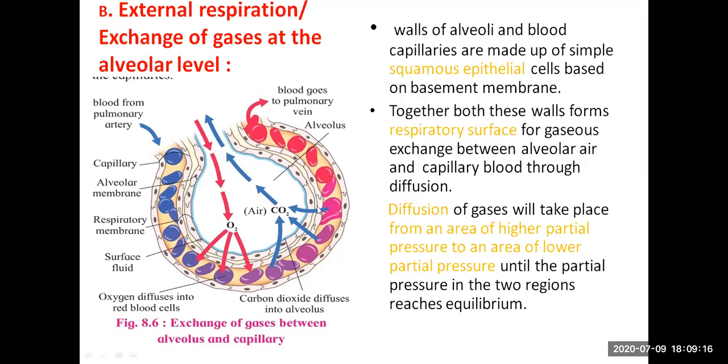Now together, the walls of the alveoli and the blood capillary form the respiratory surface, okay, and this respiratory surface exchanges the gases between alveoli and blood capillary and from blood capillary to alveoli. In this way, diffusion of gases takes place, okay.